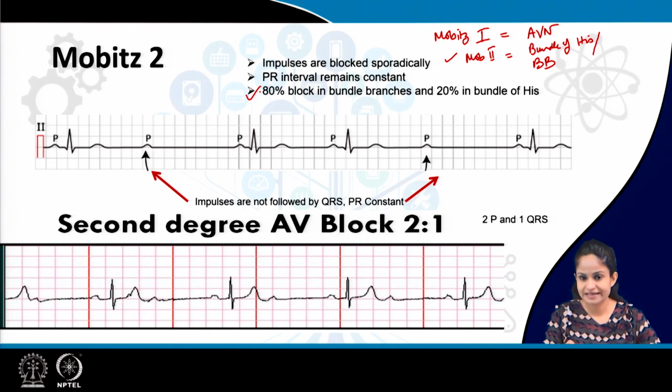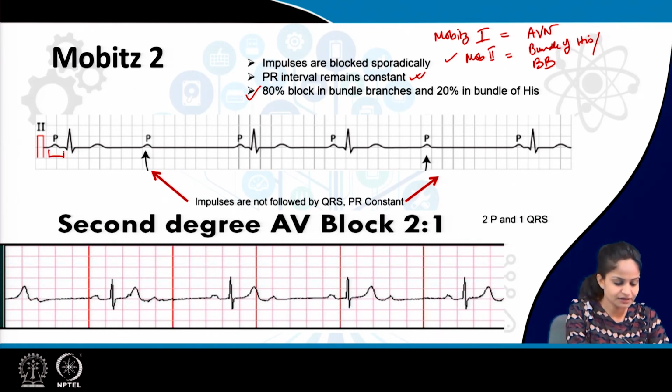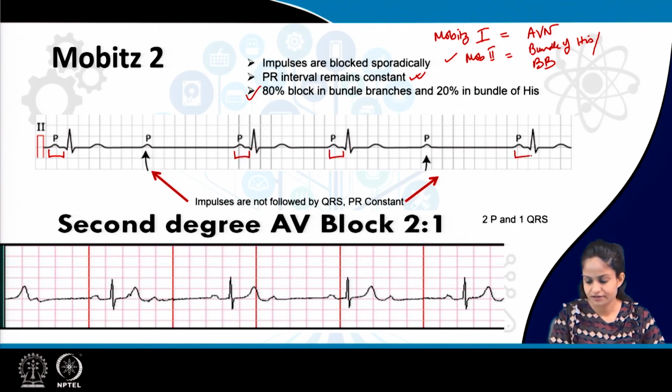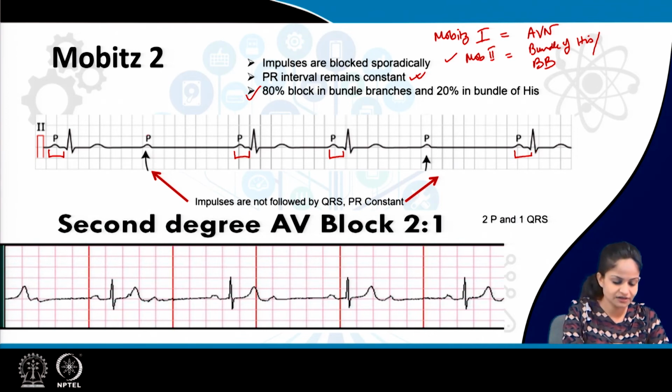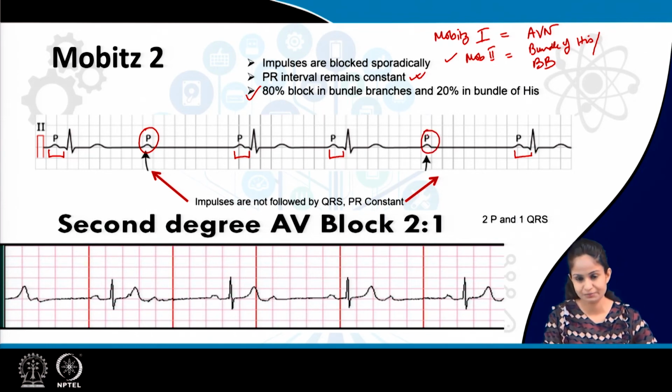So, in Mobitz type 2, the PR interval will remain constant, but there will be loss of QRS complexes. Here we can see this is the PR interval, this is the PR interval, this is the PR interval, this is the PR interval. The PR interval is not getting prolonged, but we are having many dropped beats in a random fashion. Here we have the P wave, but no QRS complex. Here we have the P wave, but no QRS complex.